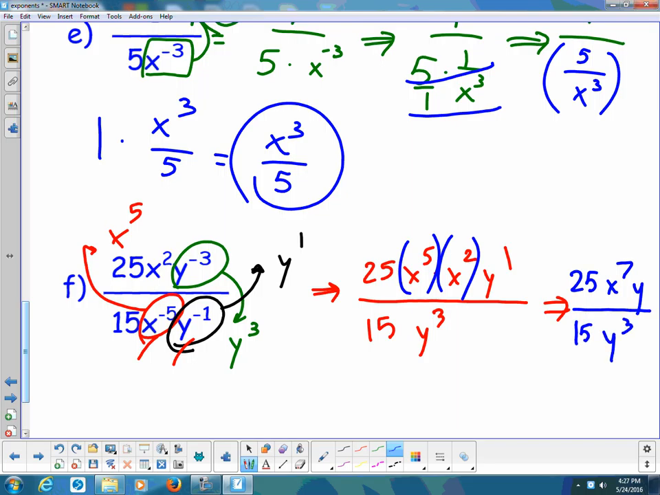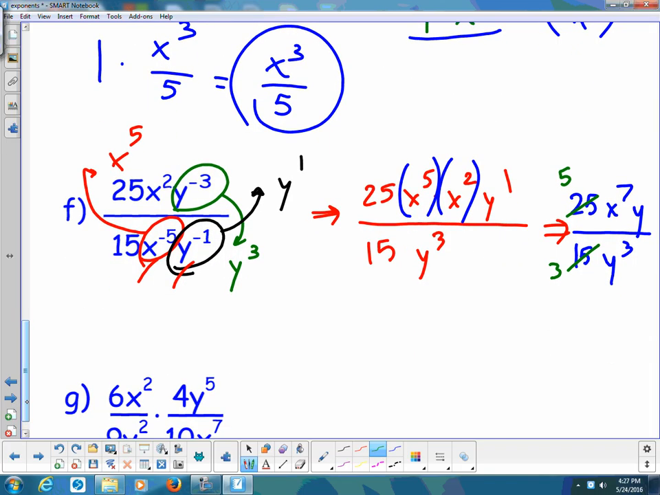y to the third. It's okay for us to divide out the 15 and the 25. 5 goes into 15 3 times. 5 goes into 25 5 times. So now I have, let's see, I've got 5x to the 7th y over 3y to the 3rd.